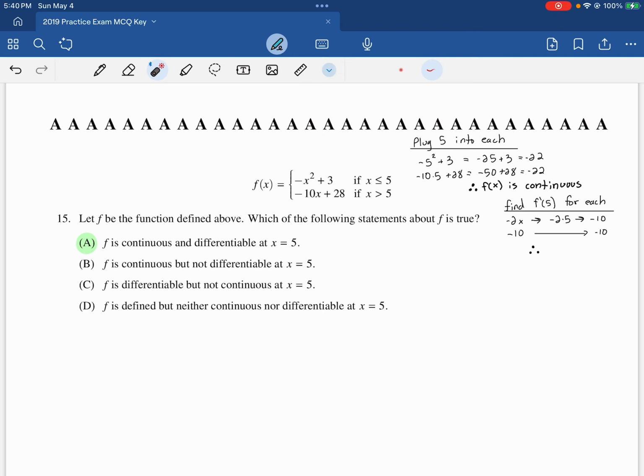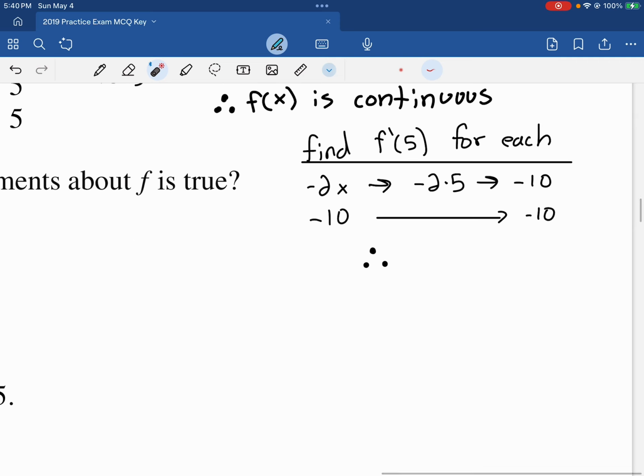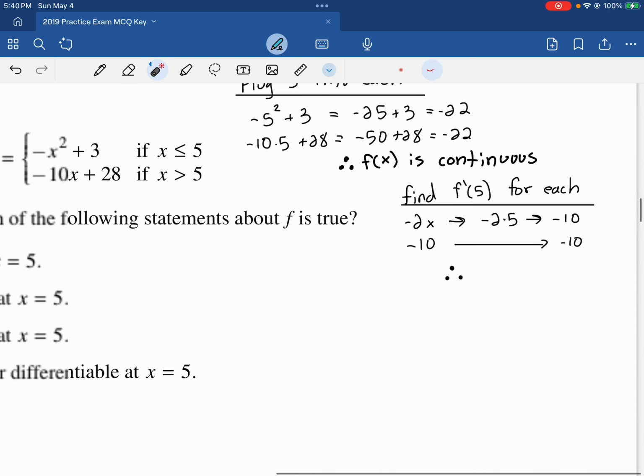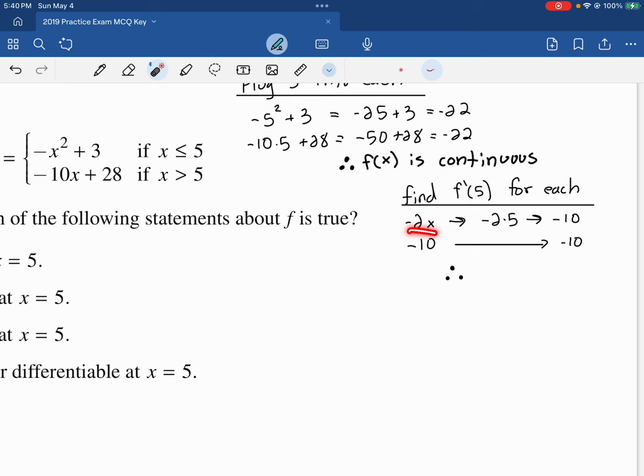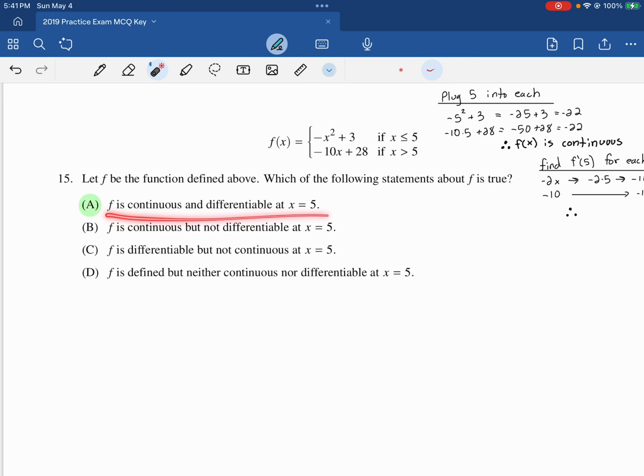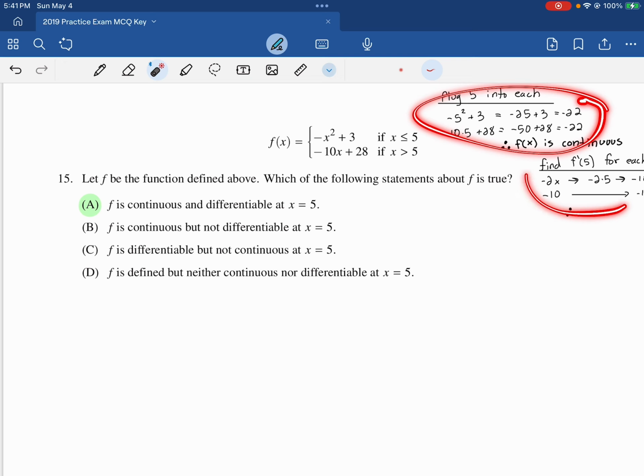To know if it's differentiable, you need a nice smooth curve at 5. I need the slopes to be the same around 5. So I'm going to find f prime of x for both of these and plug in 5. If you take the derivative of your numerator, you get negative 2x. You plug in 5, you get a slope of negative 10. When you take the derivative of the denominator, you get negative 10. And then you plug in 5, and you get negative 10. So the steepness matches and the height matches. I can declare that it's both continuous and differentiable. Be ready to pick something where it might not be continuous or it might not be differentiable. You want to check both.